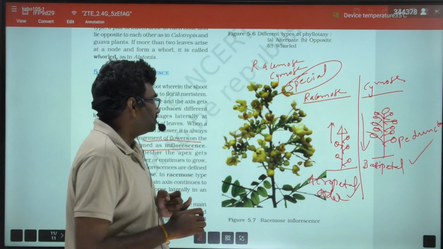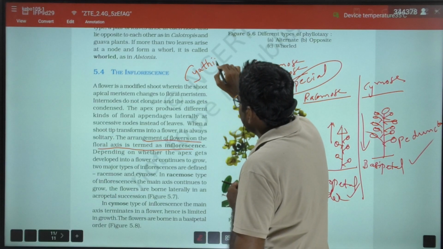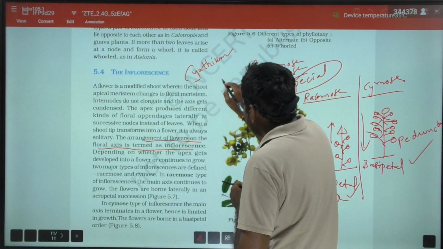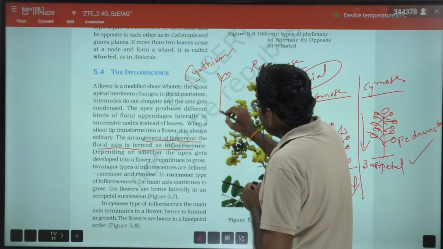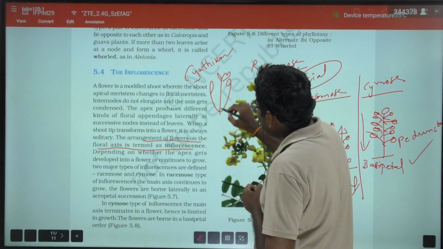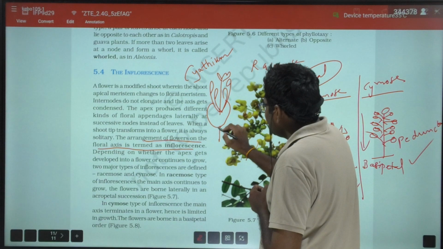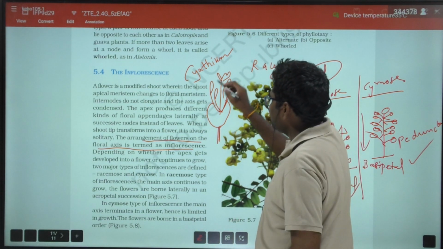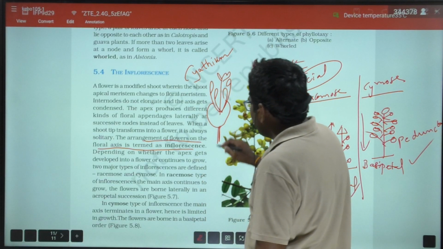Cyathium is a special type of inflorescence. In this there is only a single female flower, and surrounding this many male flowers are present. And a deep cup-like structure is present, called the involucre of bracts. Examples for cyathium are euphorbia and poinsettia.